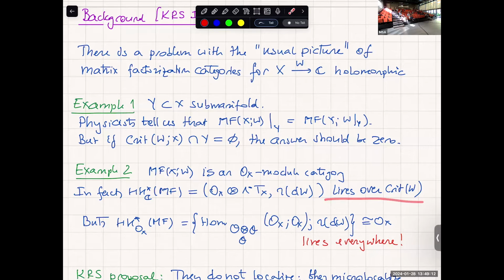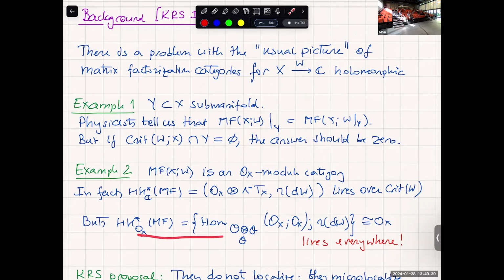And that lives over a Jacobian ring, in fact, of W. But because it was an OX module category, you would also compute the Hochschild cohomology over OX. And now the ring over which you take Hom is O tensor over O with O, which is just O, and suddenly the Hochschild cohomology lives everywhere. And yet the category only lived on the critical points.